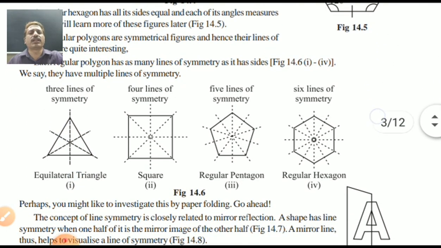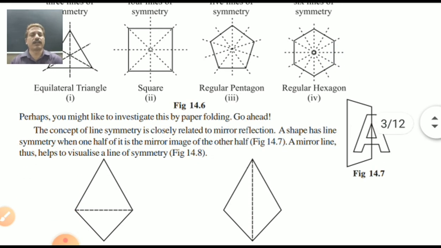See, the pictures are given here. Triangle, square, regular pentagon, regular hexagon. Can you see this one, students? 14.6 figure. Yes, triangle has 3 lines of symmetry, square 4, pentagon 5, hexagon has 6 lines of symmetry. Means when you exactly fold it. Yes, here line of symmetry for alphabet A.